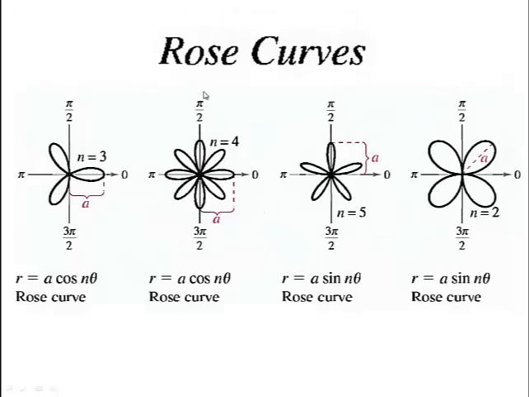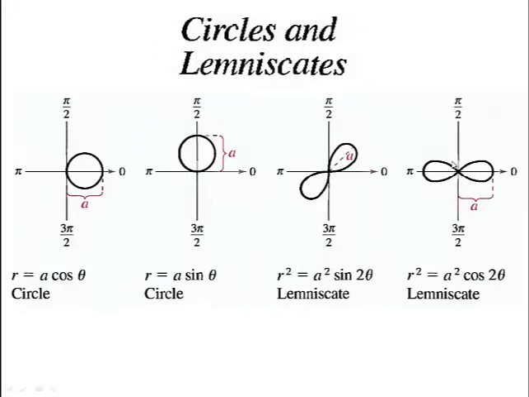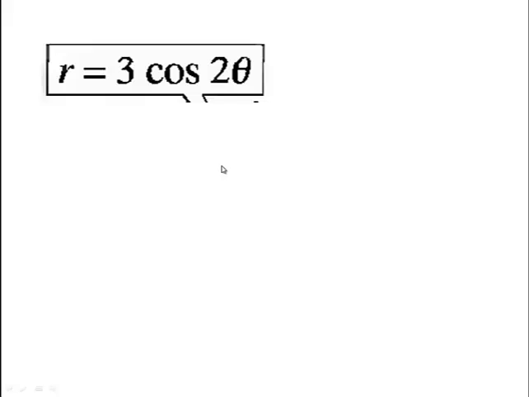And if it looks like a flower, we call these rose curves. And if it looks like an infinity sign, we call these lemniscates. Okay. All right, that's it.